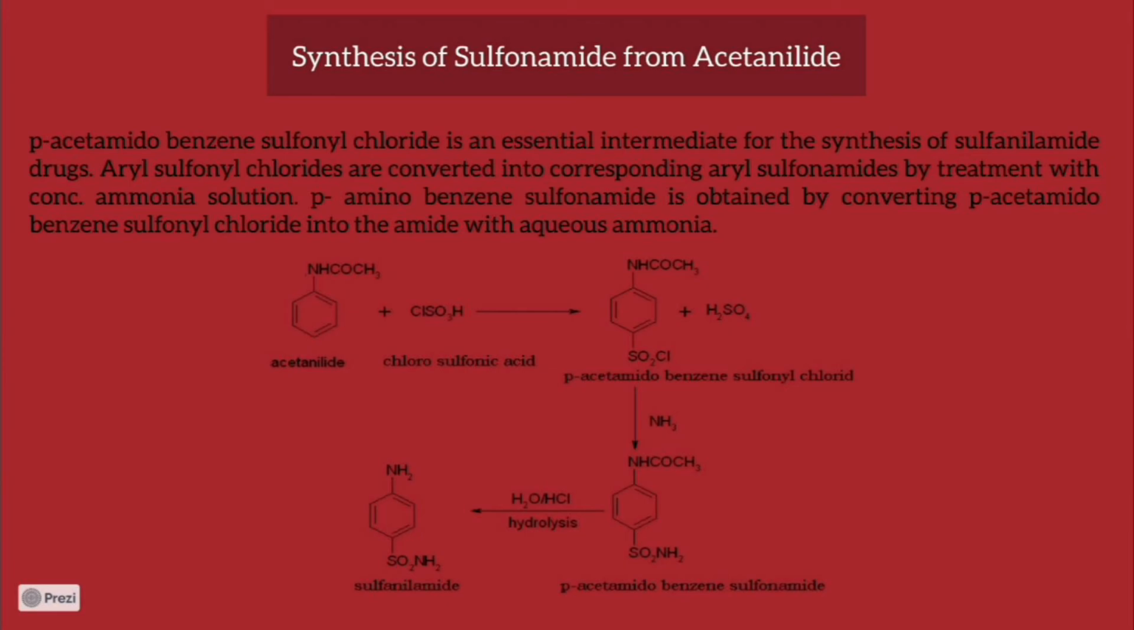Para-aminobenzene sulfonamide is obtained by converting para-acetamidobenzene sulfonyl chloride into the amide with aqueous ammonia and then selectively removing the protecting acetyl group by boiling with aqueous hydrochloric acid.